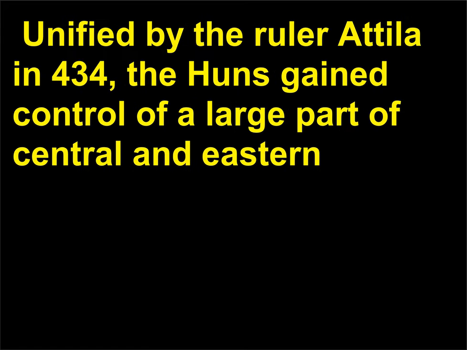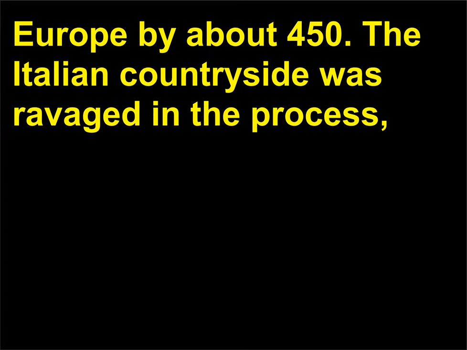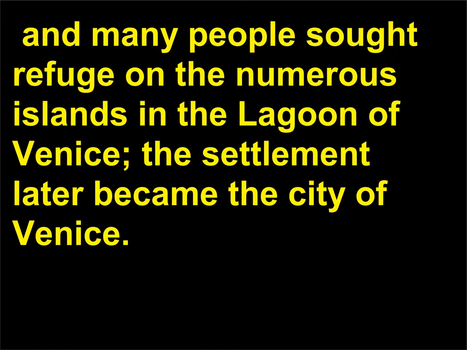Unified by the ruler Attila in 434, the Huns gained control of a large part of Central and Eastern Europe by about 450. The Italian countryside was ravaged in the process, and many people sought refuge on the numerous islands in the Lagoon of Venice. The settlement later became the city of Venice.